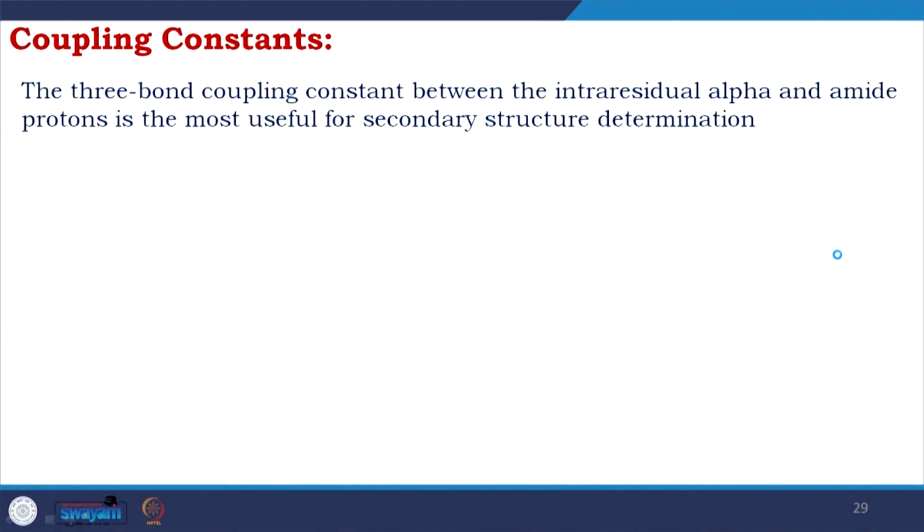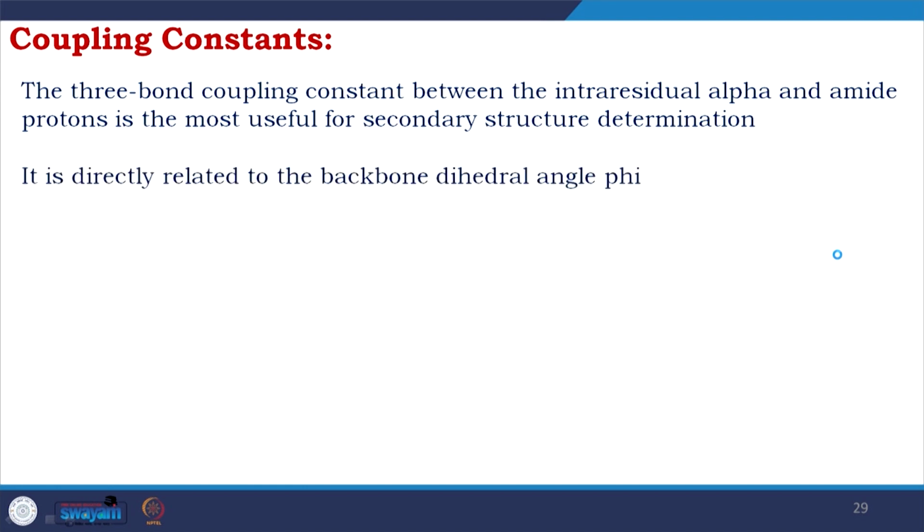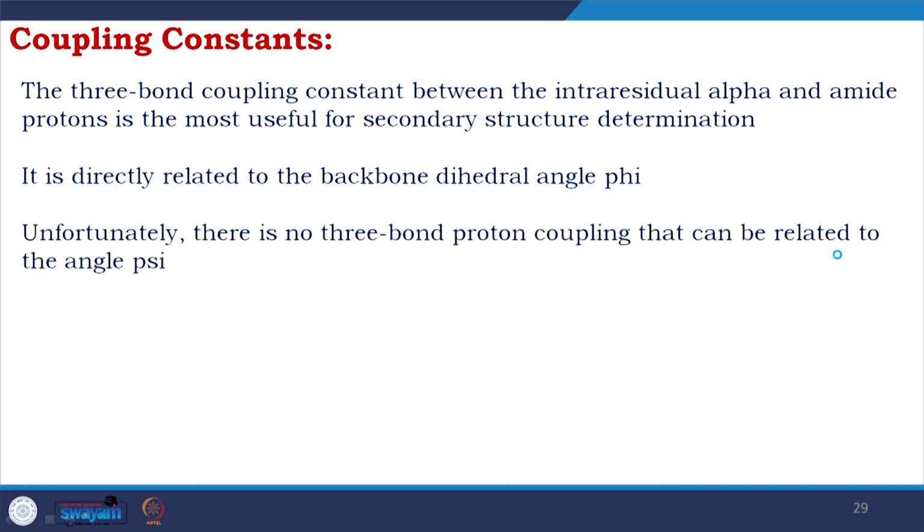The 3 bond coupling constant between the intra-residual alpha and amide protons is the most useful for secondary structure determination. It is directly related to the backbone dihedral angle phi, but unfortunately there is no 3 bond proton coupling that can be related to the angle psi.